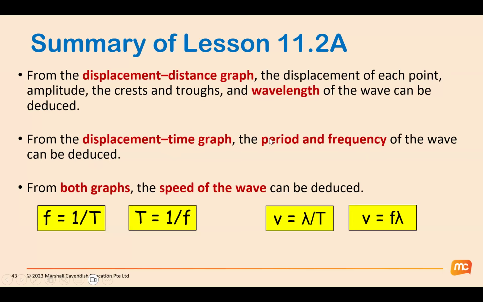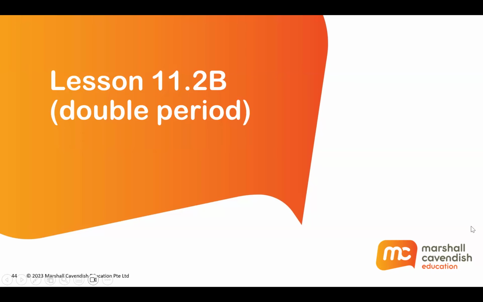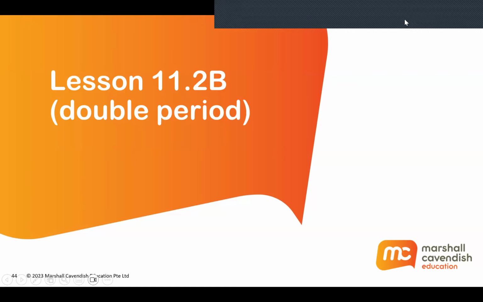From the period, I can calculate the frequency based on frequency equals 1 over T, or T equals 1 over f. So I can get the frequency of the wave. From both graphs, I get the wavelength, the period, and the frequency. I can calculate my speed of the wave, which is v equals lambda over T, or v equals f lambda. I will stop here for this third part before I move on to the fourth part.